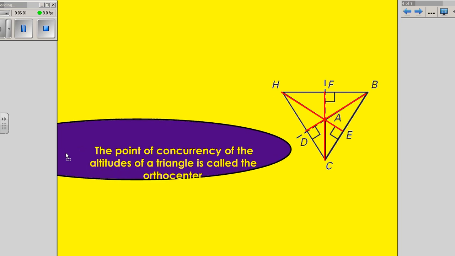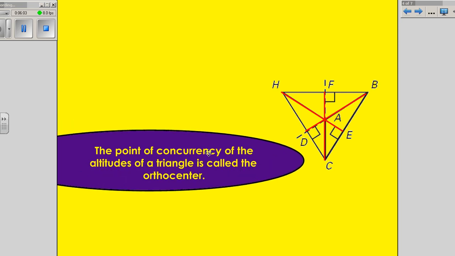The altitudes have a point of concurrency, and that point of concurrency is called the orthocenter. The nice thing about this is that our orthocenter doesn't have any special measurement qualities like we've seen before. So there is no special theorem that is associated with the altitudes of a triangle. All that you need to know is that they're concurrent, and their point of concurrency is going to be called the orthocenter.